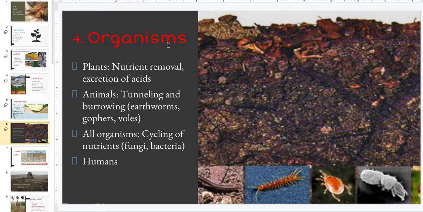The organisms that are present. Plants remove nutrients and they excrete acids. Animals, tunneling ones, other ones that burrow, they're going to dig through the soil. They're going to increase porosity so you can have more oxygen or water mixed in with your soils. All of the organisms are contributing to nutrient cycling. Most of the organisms found in soil are those microscopic detritivores and decomposers, and humans absolutely have an impact on soil.